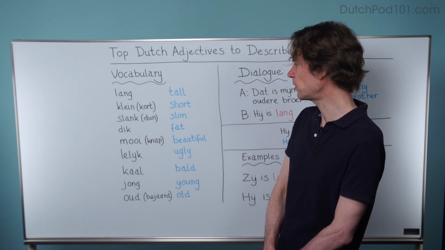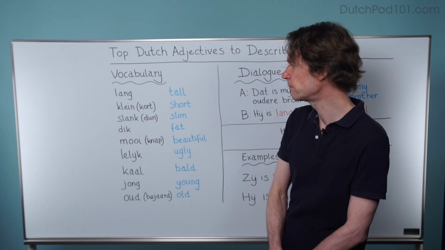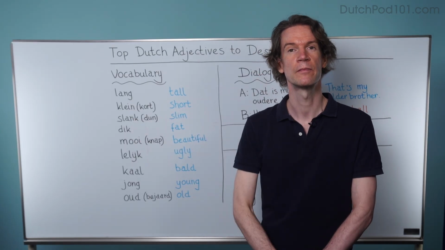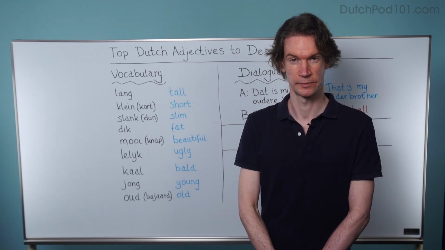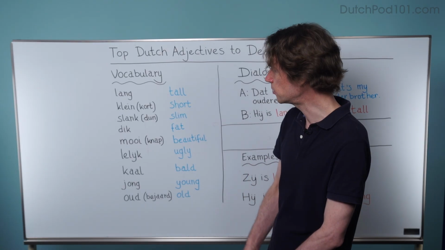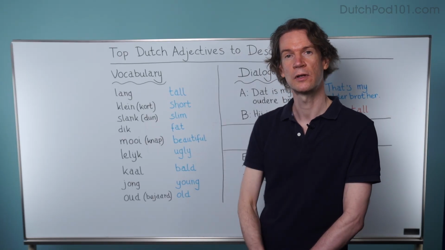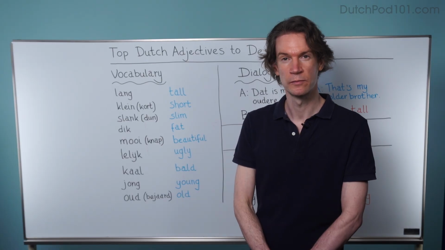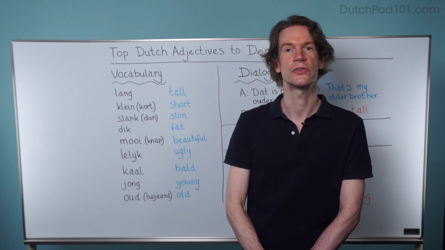We have another one with a variation for slim, which in Dutch can be slank. Slank. Alternatively, you could say dun. Dun. Dun literally means thin.